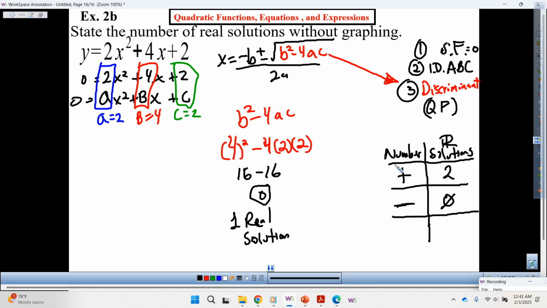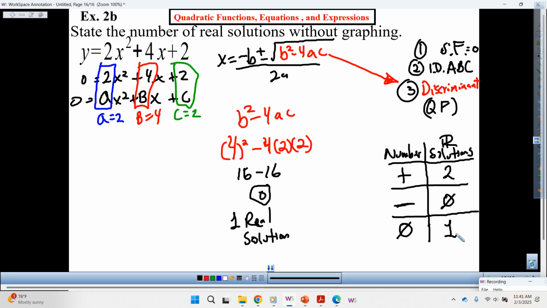So look up really quick. These are the options. At the end, you can simplify and get a positive number. How many solutions will you have if it's a positive number? 2. If you end up with a negative, you get zero real solutions. So what are the other options? Positive, negative, or zero. If you end up with 0, you will get one real solution. Those are the only options.